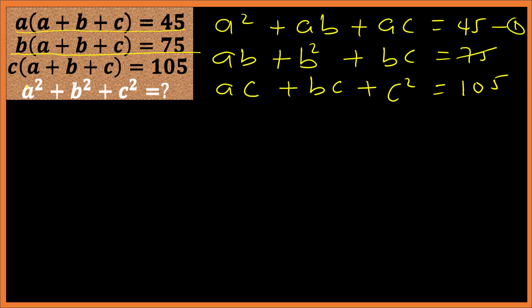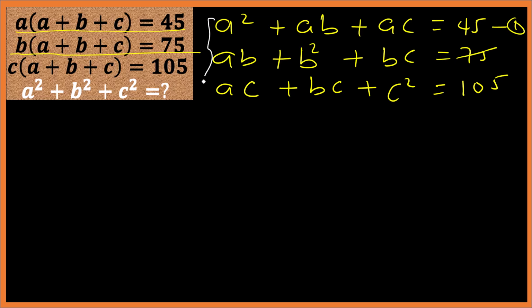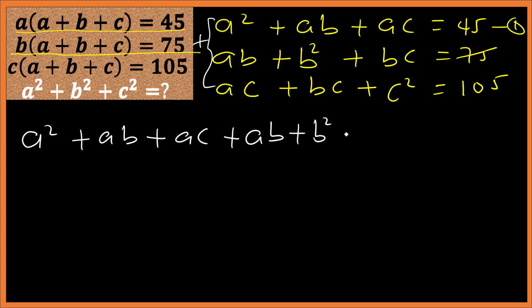Okay, so what I'm going to do here is to add the three equations. I'm going to put them together. Now I have A squared, B squared, and C squared here. So let's put them together and see what will happen. So we have A squared plus AB, I'm starting from equation 1, plus AC, plus AB plus B squared plus BC plus AC plus BC plus C squared equals to.